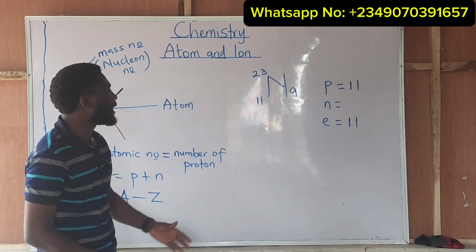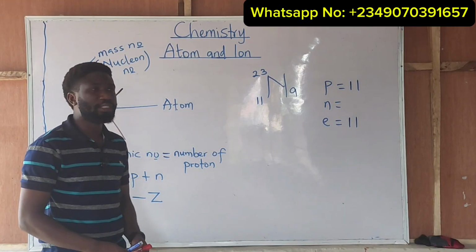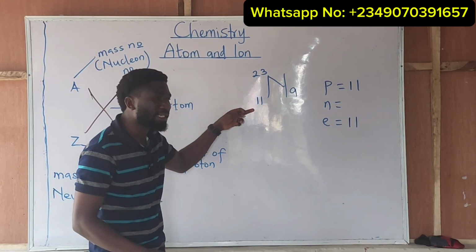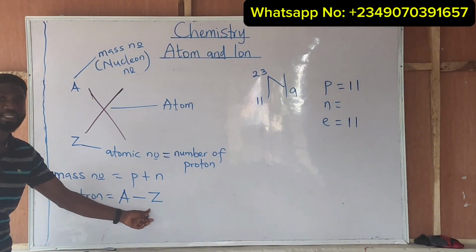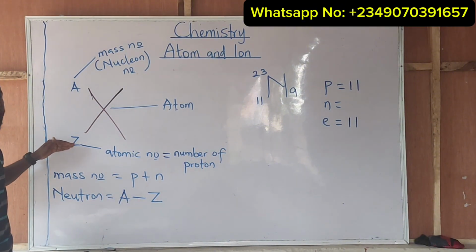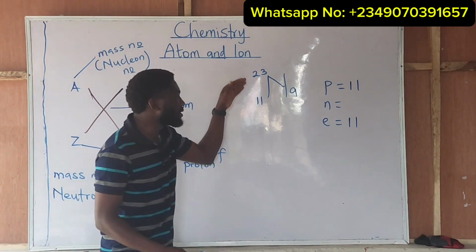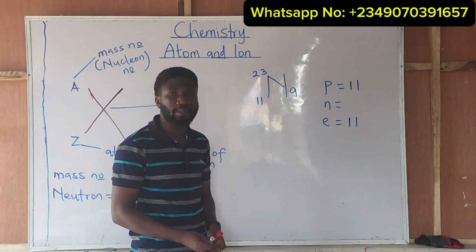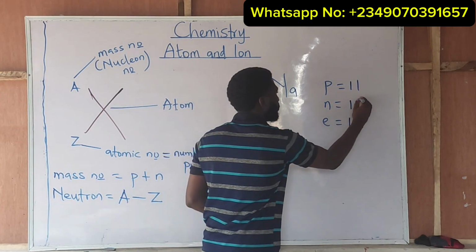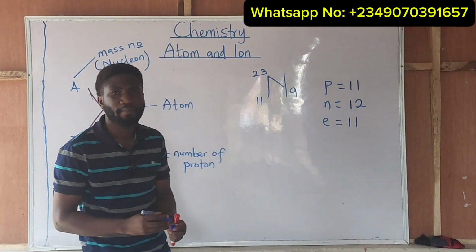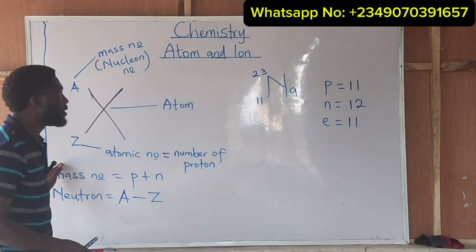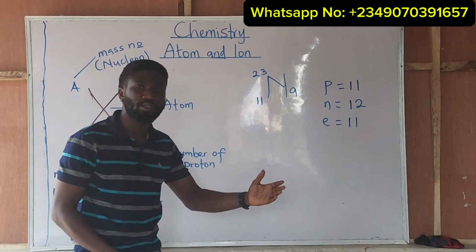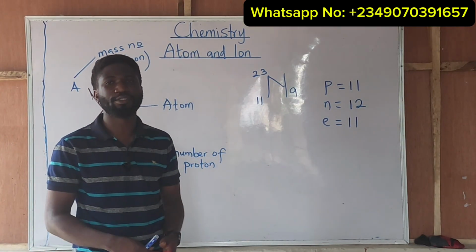So how then do we get the neutron? The neutron will be 23 minus 11. That is A minus Z, the mass number minus the atomic number. And 23 minus 11 gives us 12. So the answer here is 12. Very easy. So once you know this, you'll be able to calculate proton, neutron, and electron.